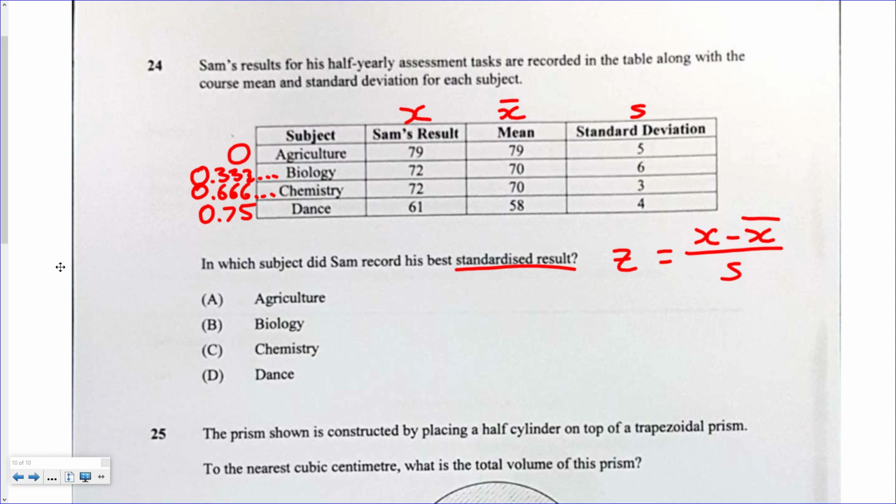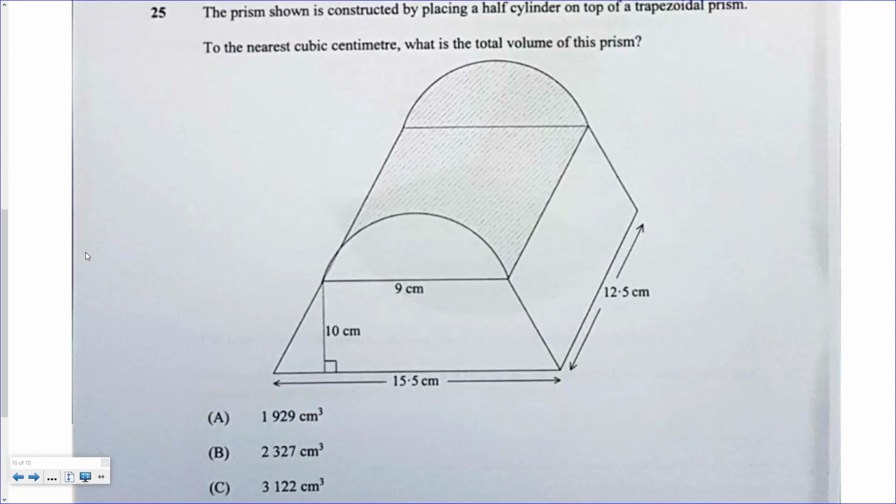So simply, in which one did you do the best? What's the thing with the higher Z-score? So, done. And then lastly, question 25, to finish off this video.